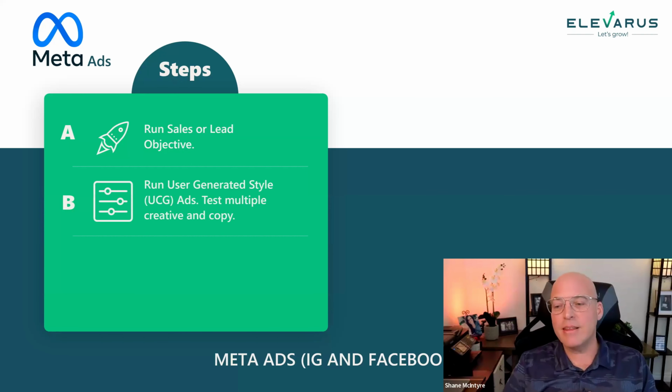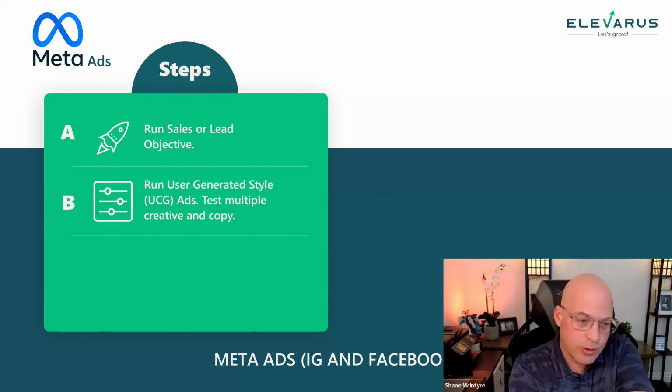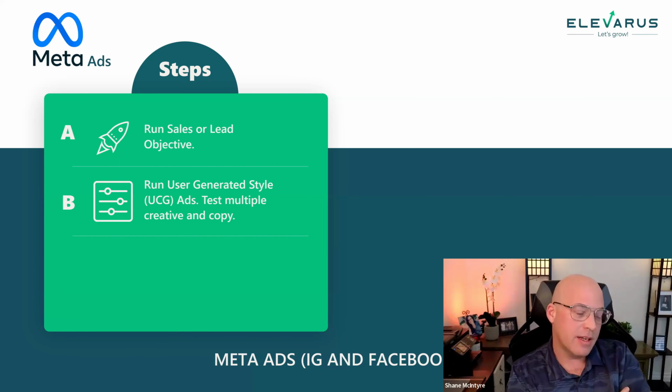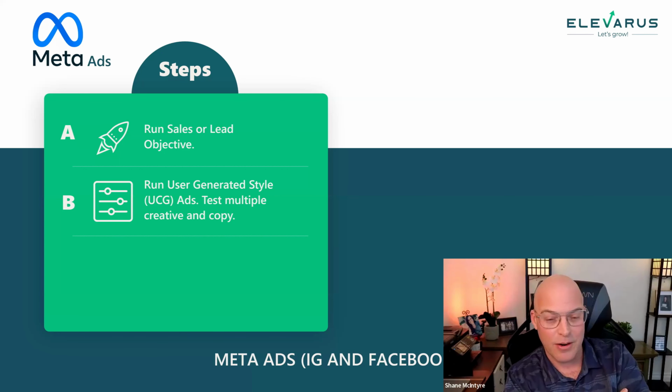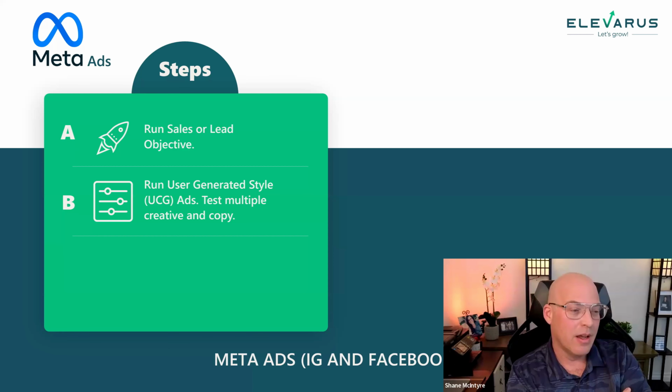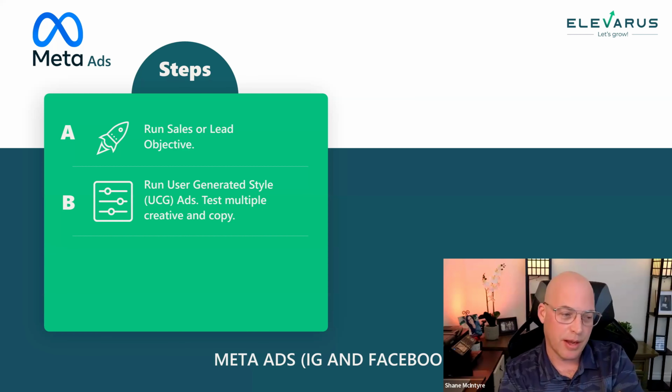The second thing, and this is a huge gold nugget. We've tested this, even with this webinar, getting 500 people to join. It's user generated style ads that work. The days of overly produced ads and static image ads, they still work and they still have their place.